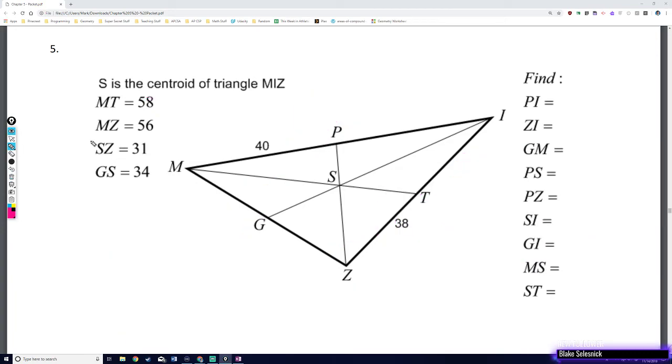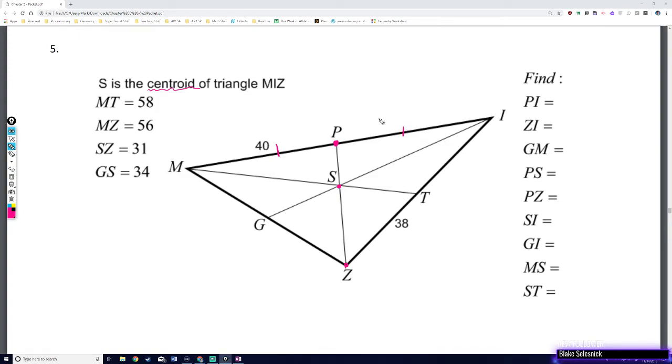And so what we end up with is we have some values here, and we know that it's a centroid. So when I think centroid, again, I'm going to mark everything I know. The centroid splits the medians up, which means I know that these lines are going to be medians. If they're medians, they go from a vertex to a midpoint of the opposite side, which means that this has to be a midpoint.